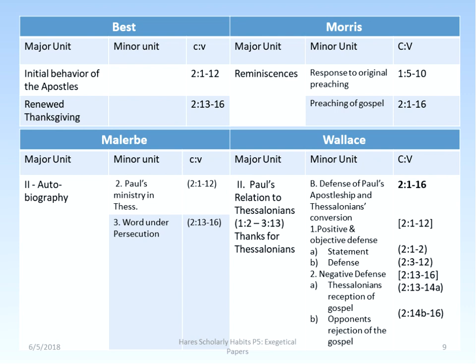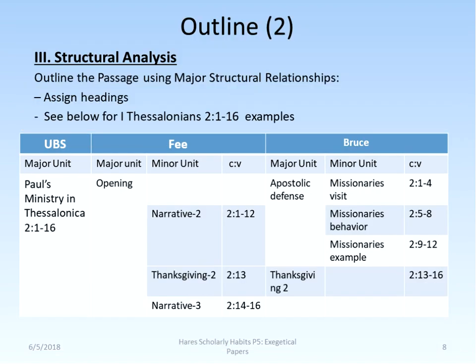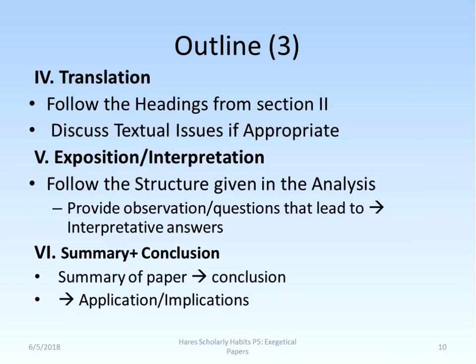Morris argued reminiscence. Mallarby argued autobiography. Wallace argues that it's Paul's relationships to the Thessalonians. The UBS simply says Paul's ministry. Bruce says apostolic defense. Make sure your structural analysis fits what you're working on. Then follow it with the translations based on the headings from your section. If you have subsections, use that.